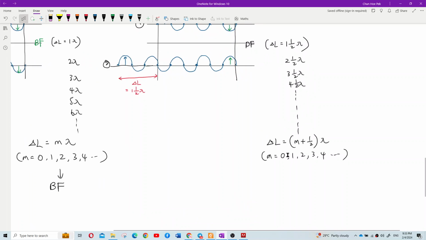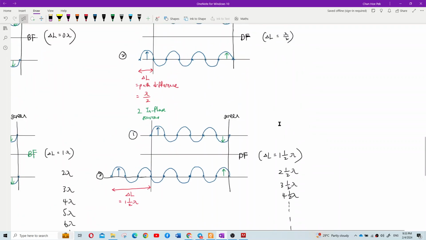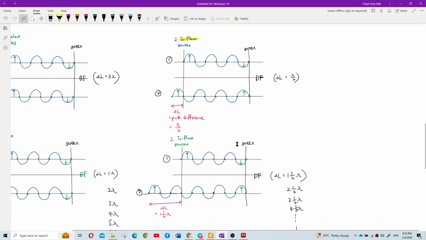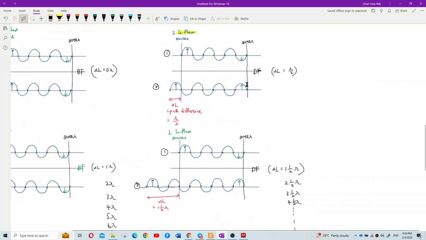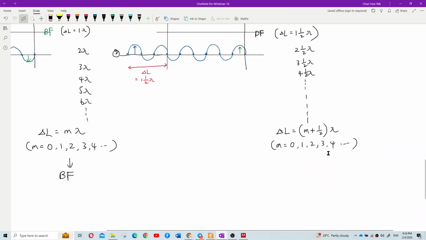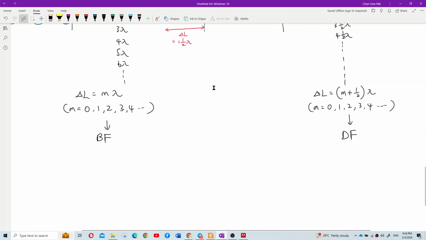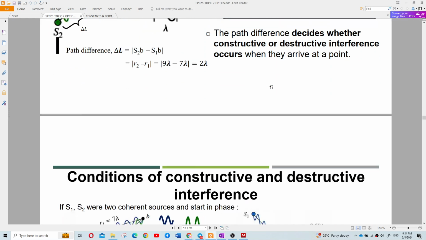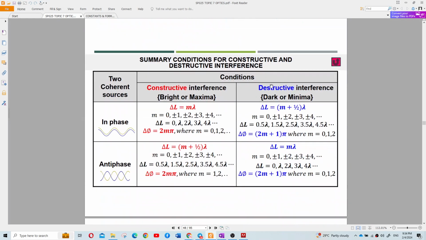So this kind of pattern always produces what? Always produces destructive interference or dark fringe. This one produces bright fringe. This one always produces dark fringe. Understand? Okay? Do you see that, class? So I can make a conclusion here, which is also actually shown by this one.